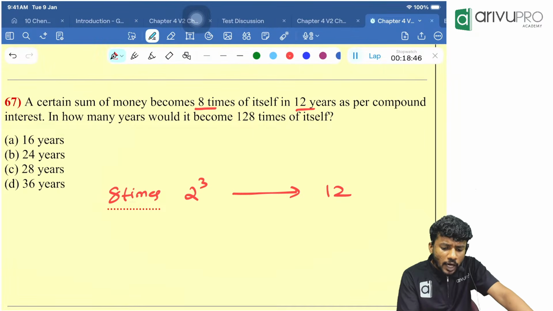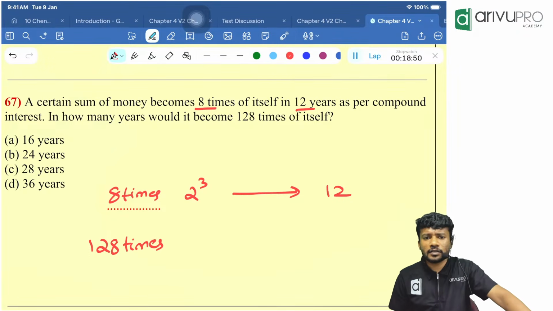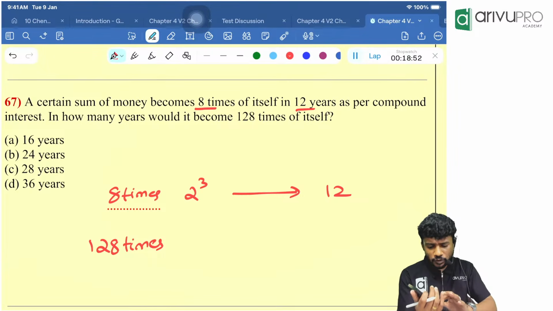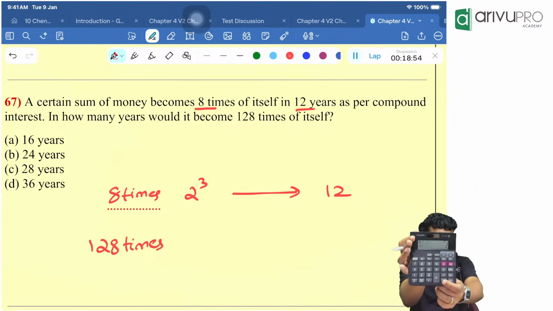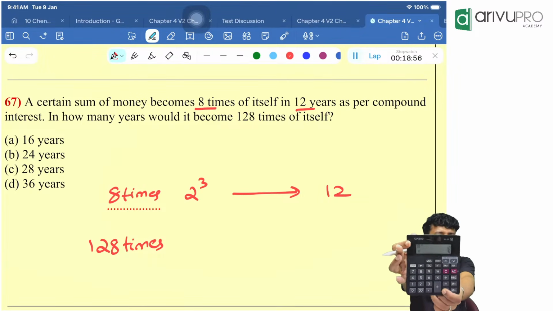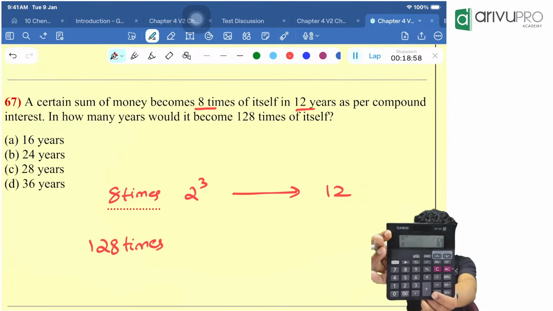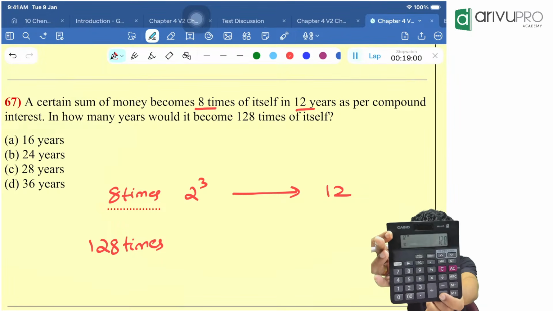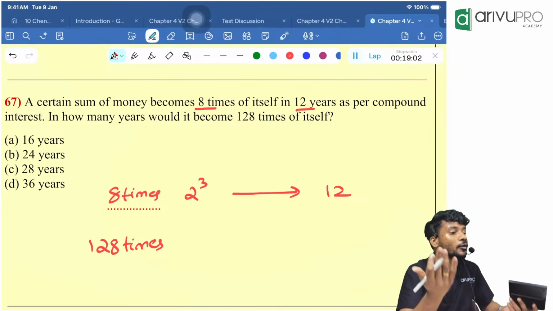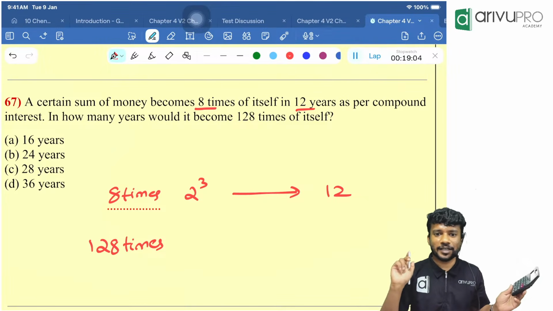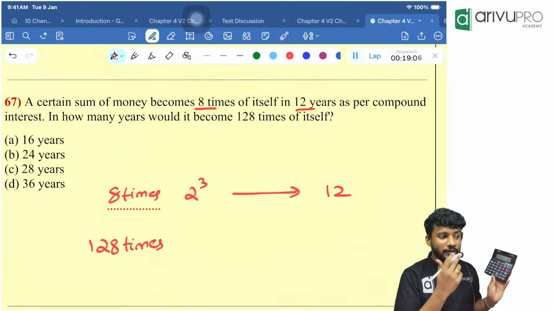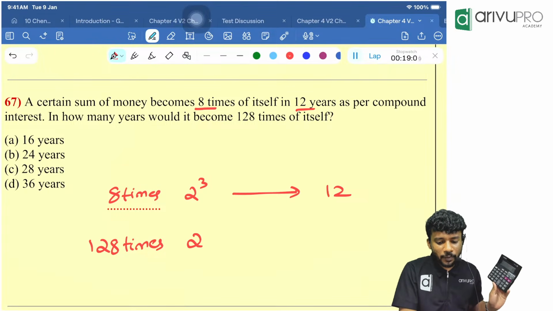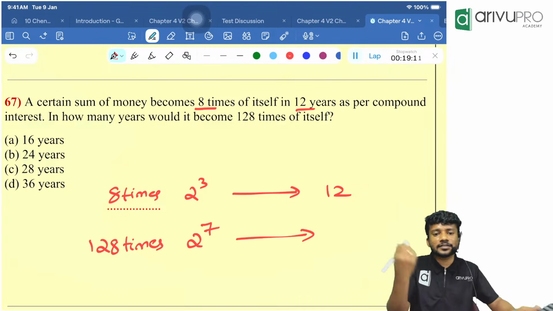Then 128 times, can I write 128 in terms of 2, people? How much is that? 2 multiplied by itself how many times? 1 time, 2 time, 3 time, 4 time, 5 time, 6 time, I got 128. That means the power will be 7. So 2 power 7, in how many years is the question.